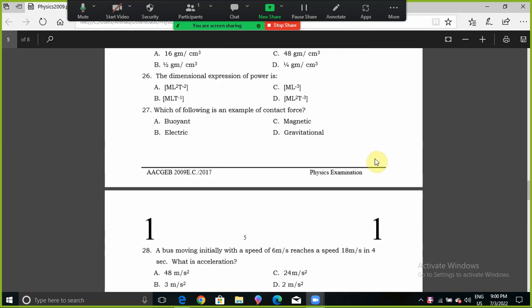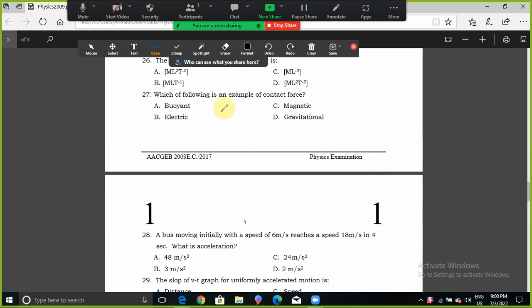In question number 27, which of the following is an example of contact force? Buoyant, electric, magnetic, or gravitational? The correct answer is buoyant, right? Why? Because it's the only contact force. Electric, magnetic, and gravitational forces are non-contact forces. So the correct answer for 27 is A.